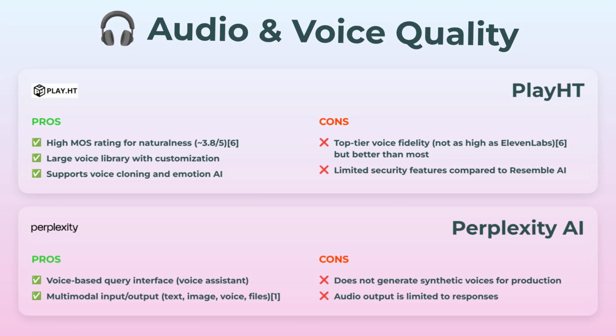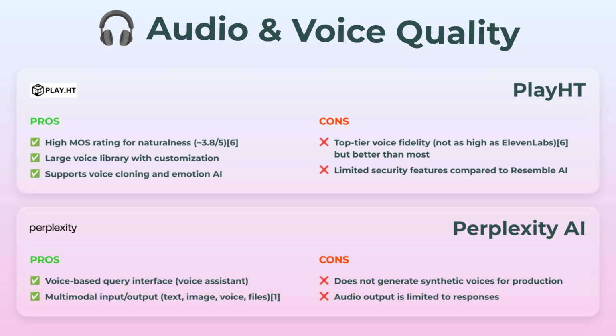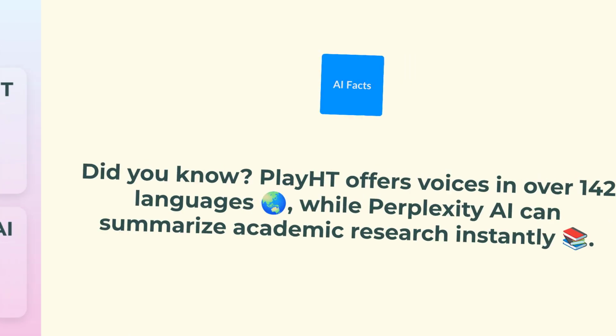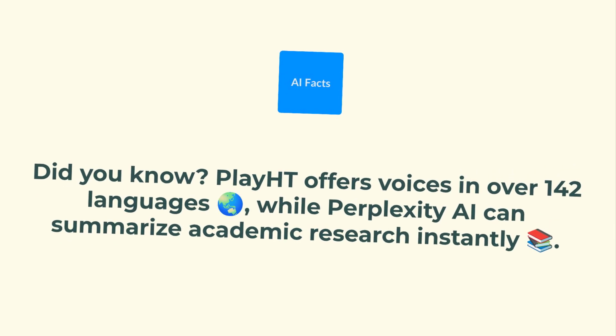Perplexity's angle here is mostly the voice-based interface. Yep, you can talk to it and get answers back, but you're not getting custom voice creations or production-grade audio files. Winner? PlayHT without a doubt. Oh, and here's something cool. Did you know PlayHT supports voices in over 142 languages? That's wild. And Perplexity can summarize academic research like instantly. Kind of makes you wish you could combine both, right?